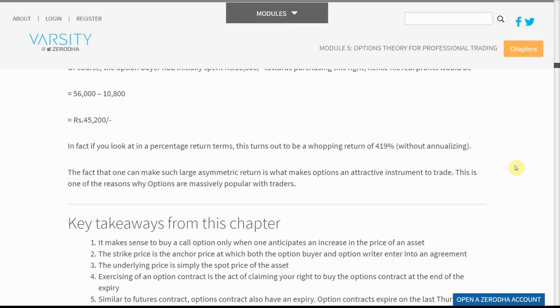In fact, if you look at it in percentage return terms, this turns out to be a whopping return of 419% without annualizing. The fact that one can make such large asymmetric returns is what makes options an attractive instrument to trade. This is one of the reasons why options are massively popular with traders.